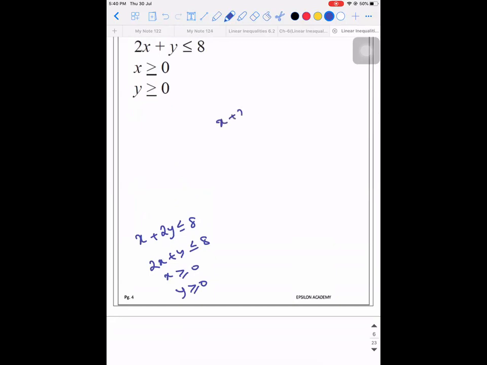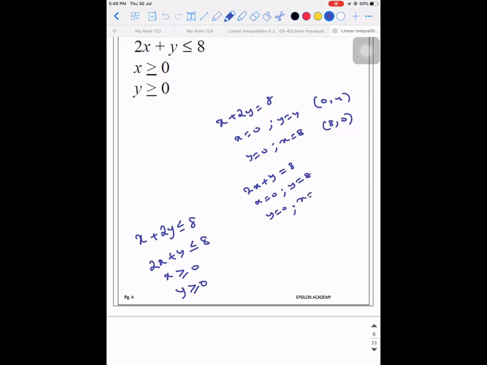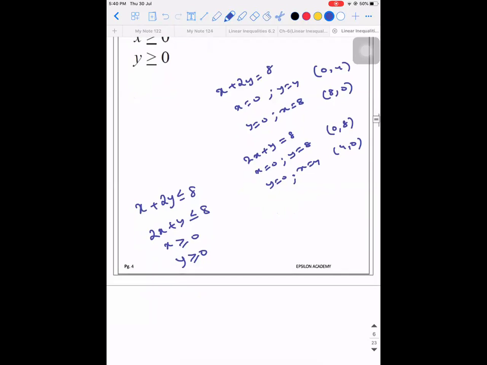So x plus 2y is equal to 8. So x is 0, y is 4. Y is 0, x is 8. So (0, 4) and (8, 0). Similarly, 2x plus y is equal to 8. X is equal to 0, y is equal to 8. Y is equal to 0, x is equal to 4. So this will be (0, 8) and (4, 0).